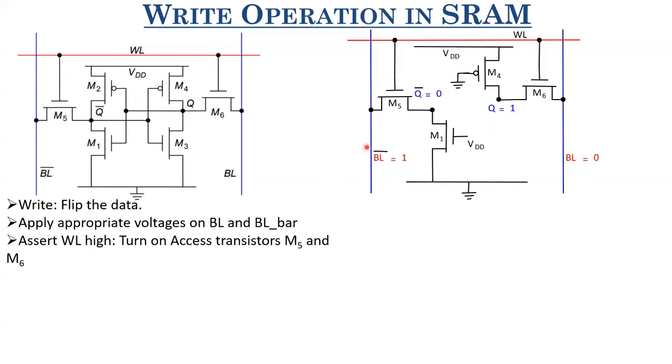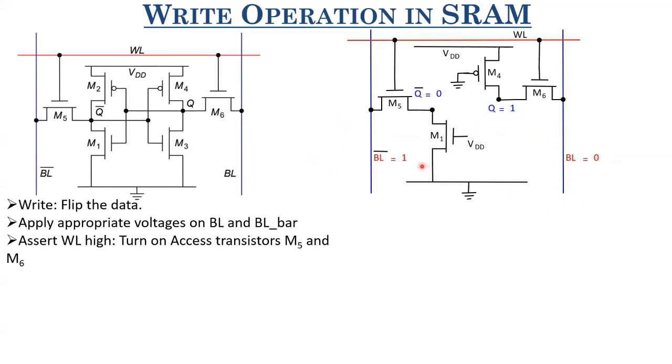Now the circuitry looks something like this, right? So what we are doing now is we are applying BL bar equals 1 to flip the content of Q bar from 0 to 1, and we are applying 0 here on the BL to flip the content of Q from 1 to 0.